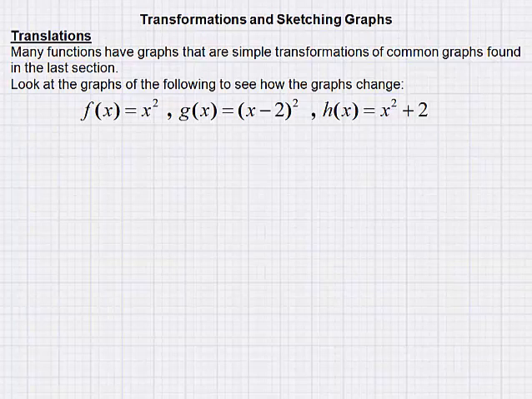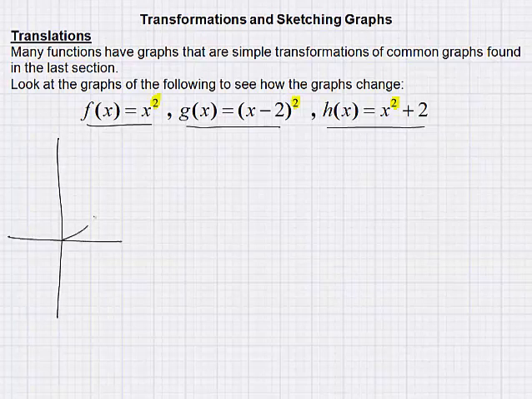So what I have here are three functions. I have f of x equals x squared. We should know what that looks like. g of x equals (x minus 2) all squared, and h of x equals x squared plus 2. Each one of these is a squaring function, but they're altered in different ways. So let's think about the first one. f of x equals x squared. What does that look like? Well, it's got this parabola shape to it, right? It's got this vertex, this low point at 0, 0, and it looks like this U.